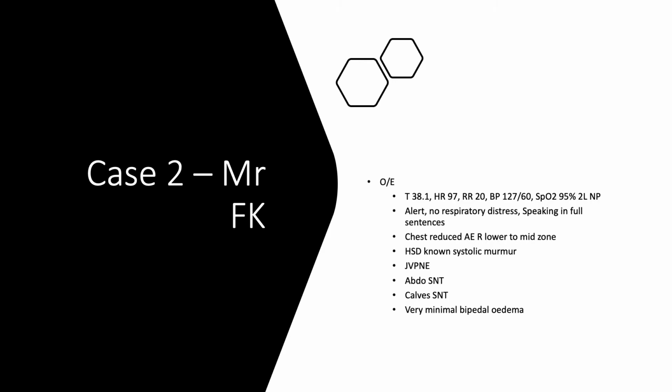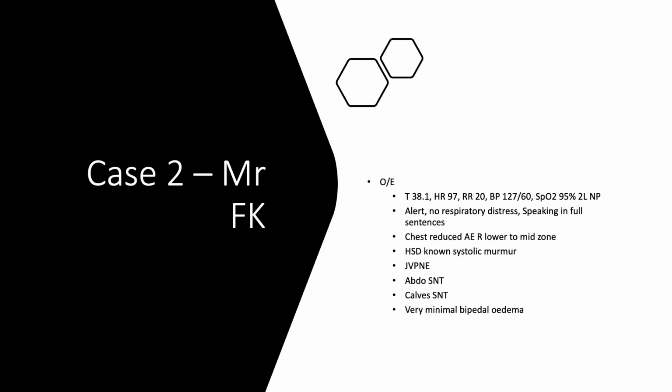On your examination, you find that he's febrile. He's requiring some oxygen. He is able to speak in full sentences and quite alert. You find when you auscultate his chest that there's some reduced air entry to the right lower to mid zones, and not much else remarkable on his examination. So again, think of what your differentials might be in this case, and use that to guide what investigations you would order.